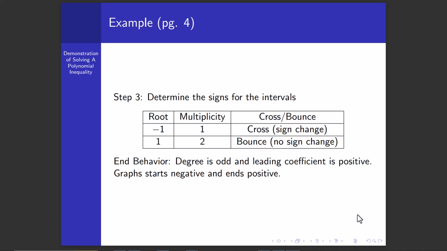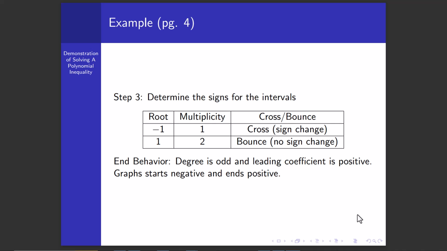Our third step is to determine the signs for the intervals. Now, here we can use multiplicity of the roots and end behavior. So the root, -1, had a multiplicity of 1. And that means that it's going to cross the axis. When a polynomial crosses the axis, it means that there's a sign change. And a sign change is very useful when solving inequalities because it tells us that it's going to change from either positive to negative or negative to positive from one interval to the next.